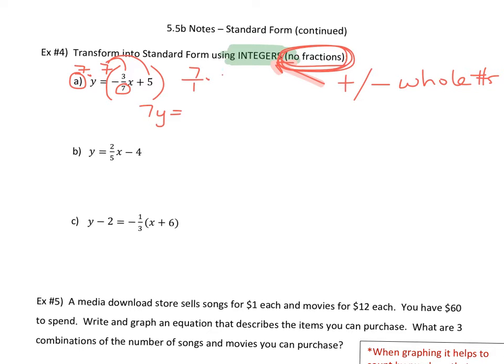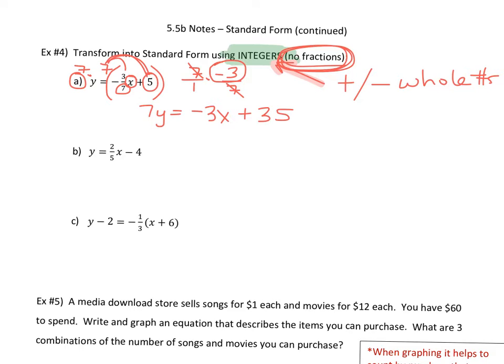So think of it like this, 7 over 1 times negative 3 over 7. If we cross cancel, 7 over 7 is 1. What are we left with? 3. So we're left with a negative 3, right? But don't forget about this x. The 7's canceled each other out, so we have a negative 3x left here, but then you have to distribute that 7 here as well. So 7 times 5 is 35. So I just multiplied everything by 7.